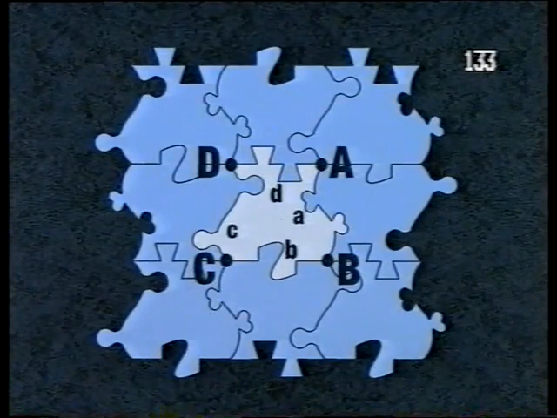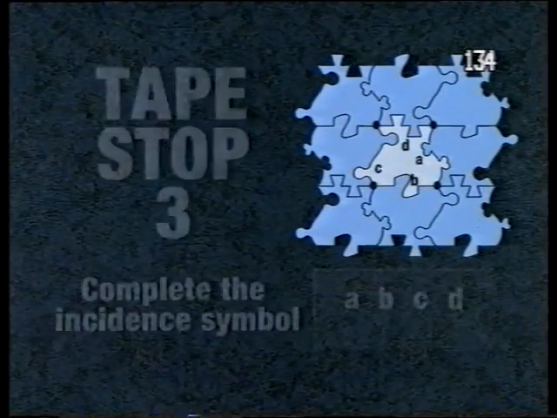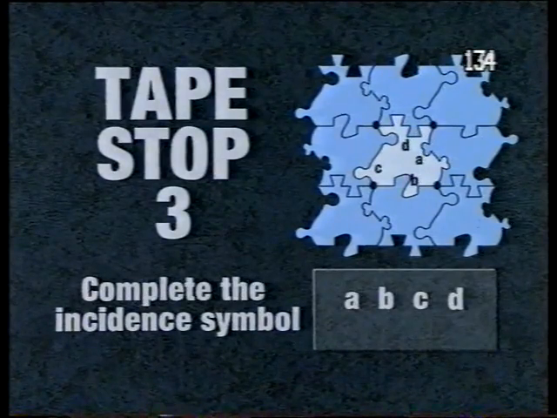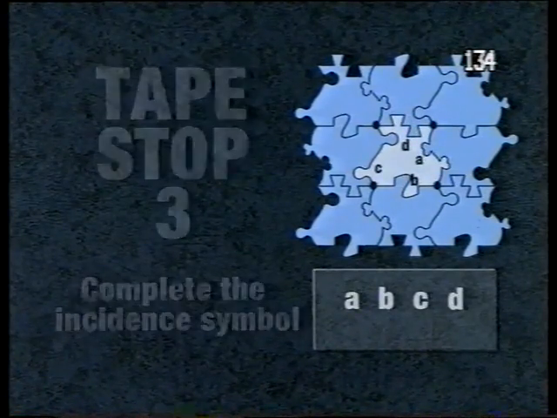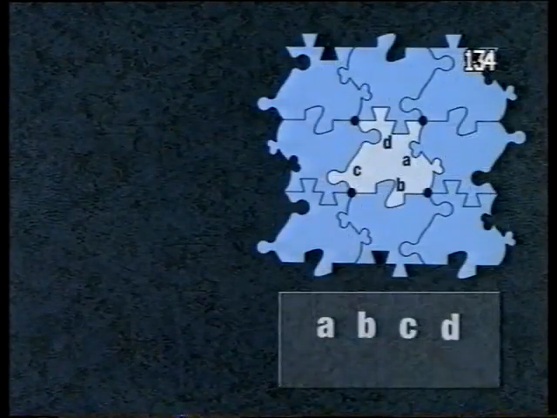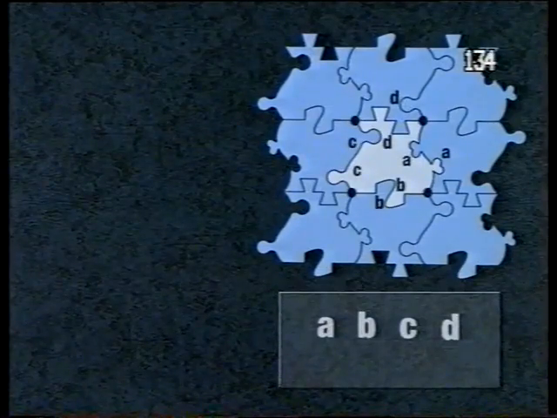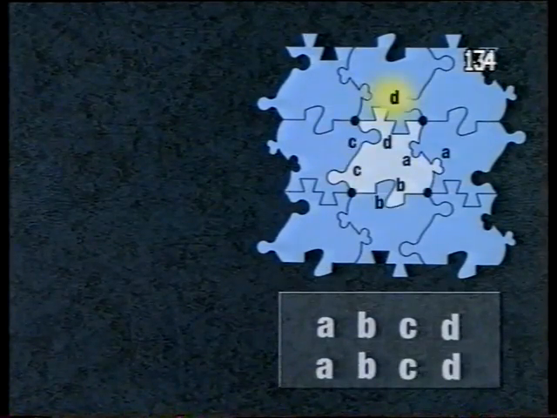Now, how about the incidence symbol? Remember how we fitted this puzzle together by rotating each adjacent piece by 180 degrees. So, see if you can complete the incidence symbol. The answer for the second row is again A, B, C, D.